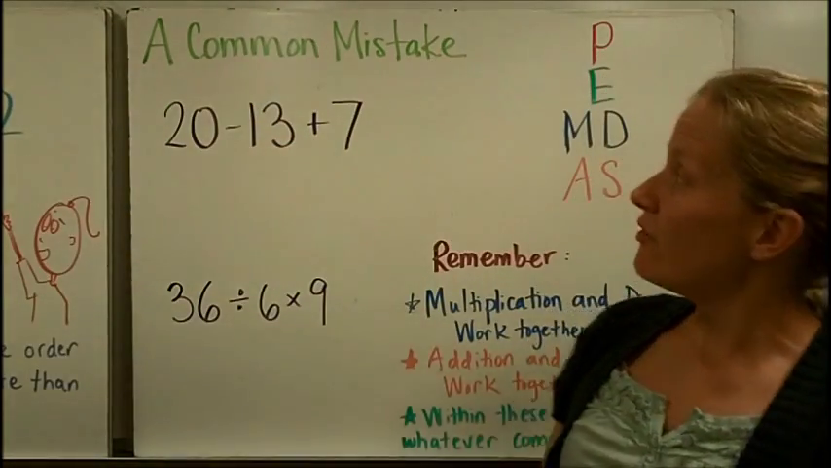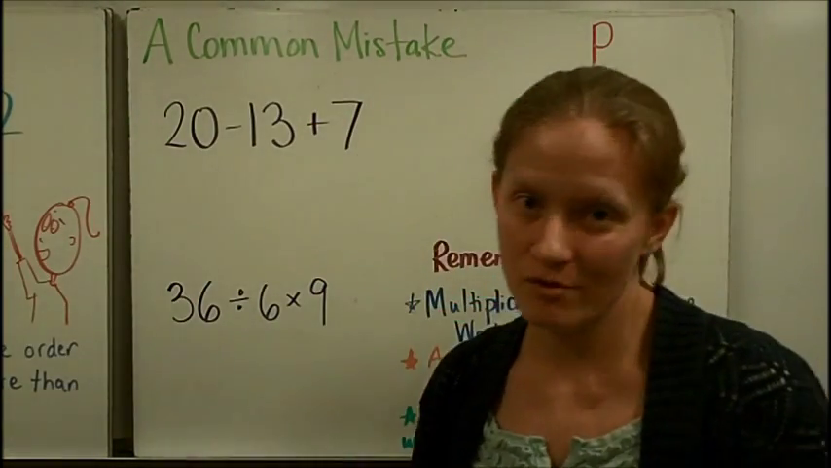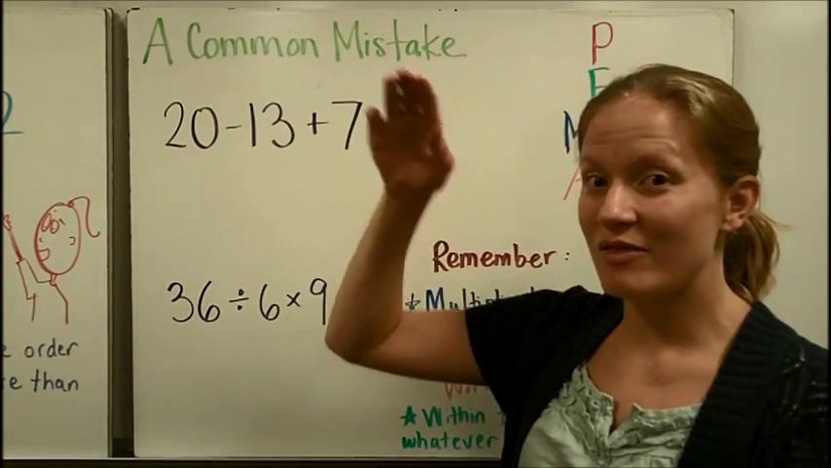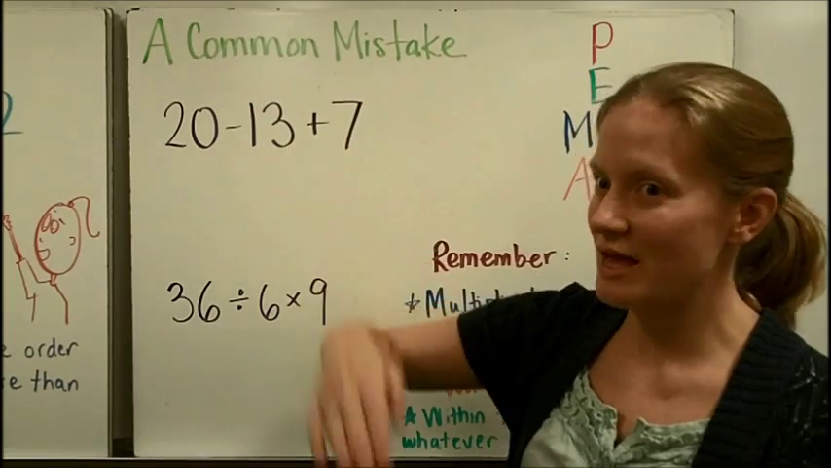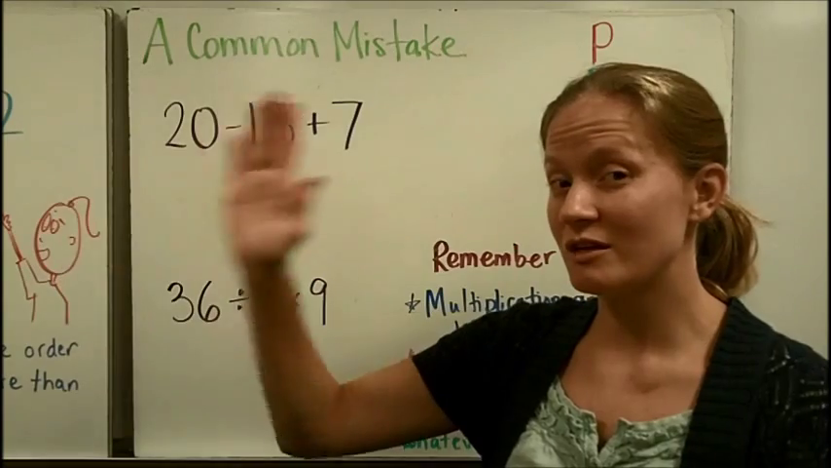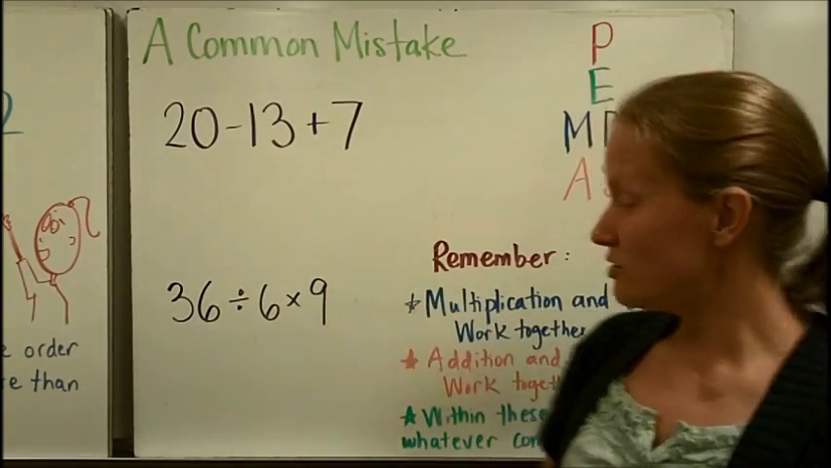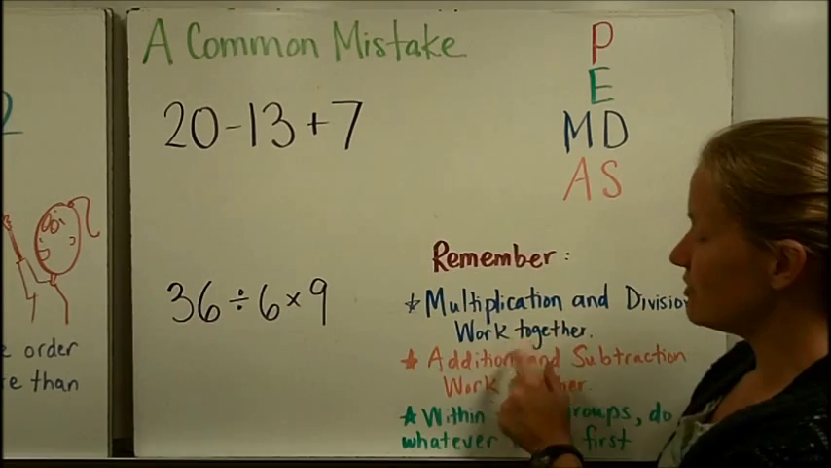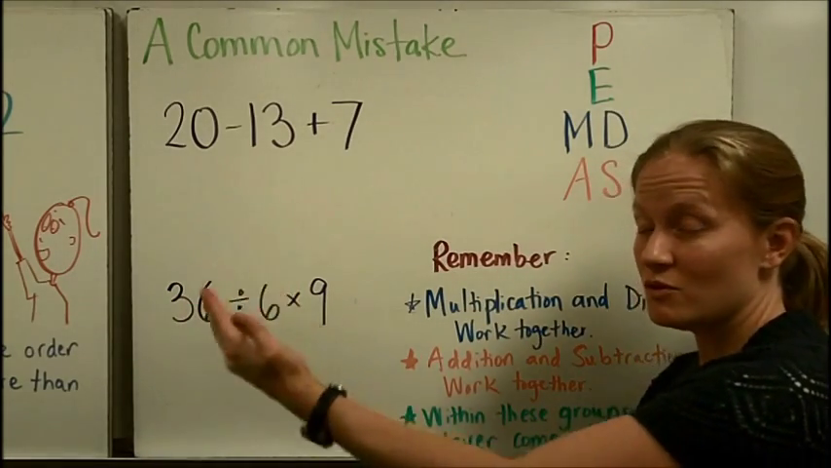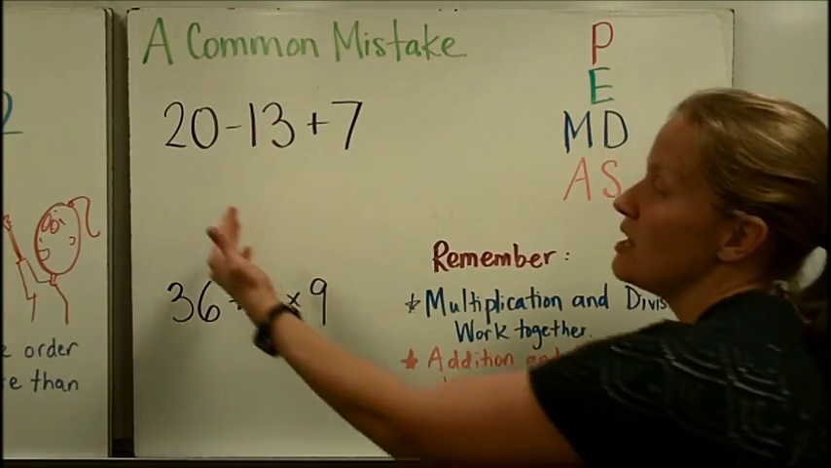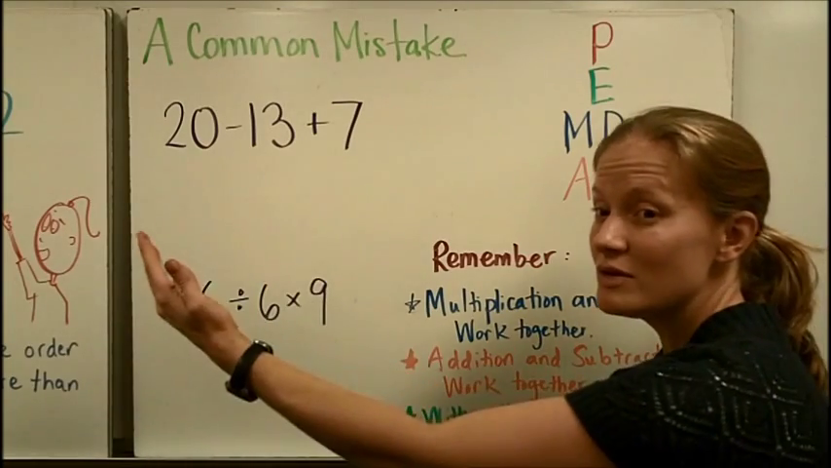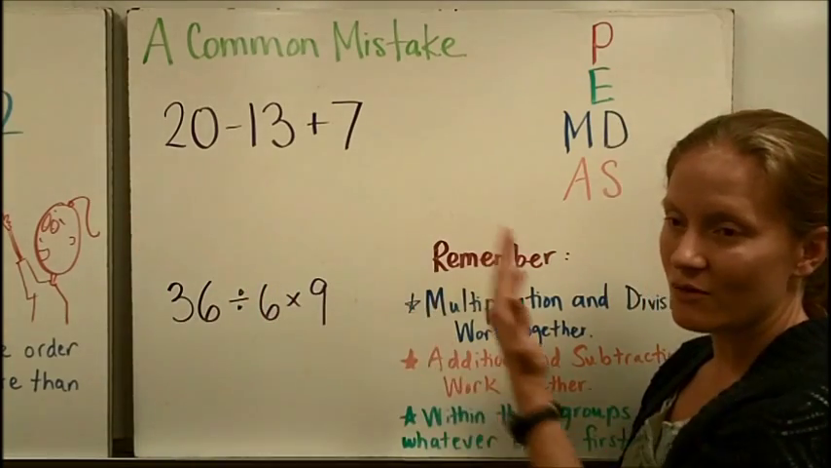I want you to watch out for a common mistake that 4th graders make. 4th graders start to think about that mnemonic device, PEMDAS, P-E-M-D-A-S, and they get stuck on the fact that the multiplication comes before the division. Well, I want you to remember that multiplication and division work together. They're partners. And whichever one of those comes first when you read left to right, you have to do first. Same with addition and subtraction. They work together. So whichever one you get to first, whether it's addition or subtraction going across, you have to do first.